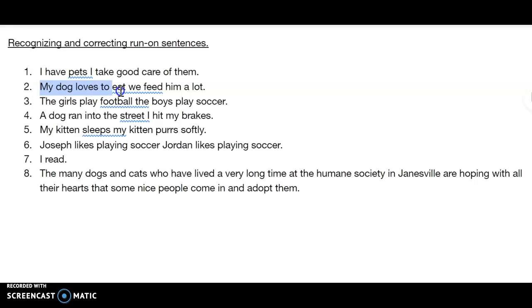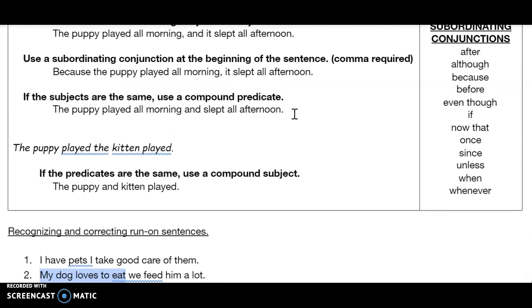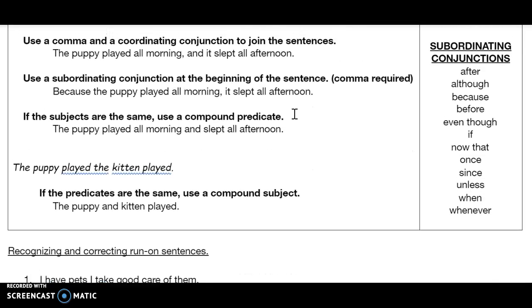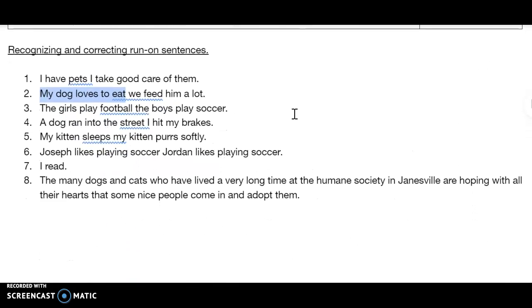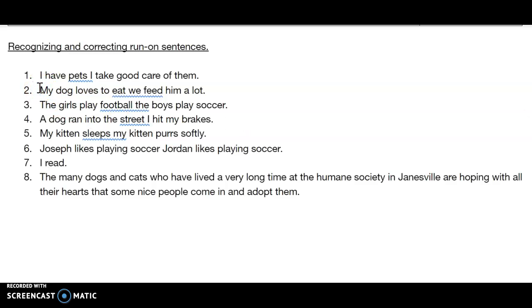My dog loves to eat. We feed him a lot. So we could put a semicolon between these two. We could do a comma and a conjunction, comma, so, right? My dog loves to eat, so we feed him a lot. What were some of our other options? The subjects are the same, and they're closely related in topic. Oh, we could put a subordinating conjunction in front. Because my dog loves to eat, comma, we feed him a lot. We'd fix the capitalization, right? Because would be capitalized, my would be lowercase. So it's always important to get that capitalization correct.